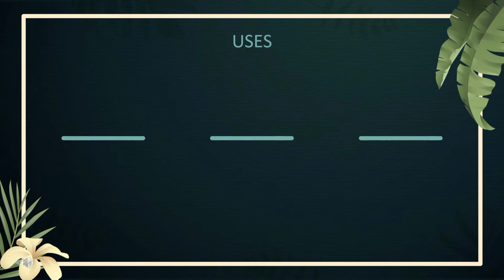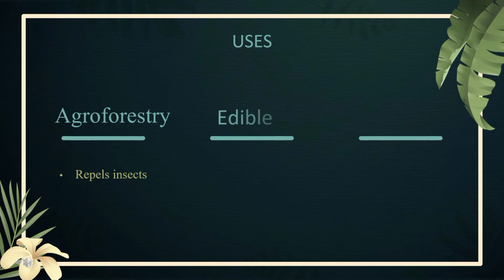Next, there are three uses of Capsicum frutescens Linn. Okay, let me explain one by one. For agroforestry uses, the growing plants repel insects. Next is edible uses. The fruit can be raw or cooked, is very hot, and is normally used as a flavoring. The fruit can be dried and ground into a powder for use as a flavoring.